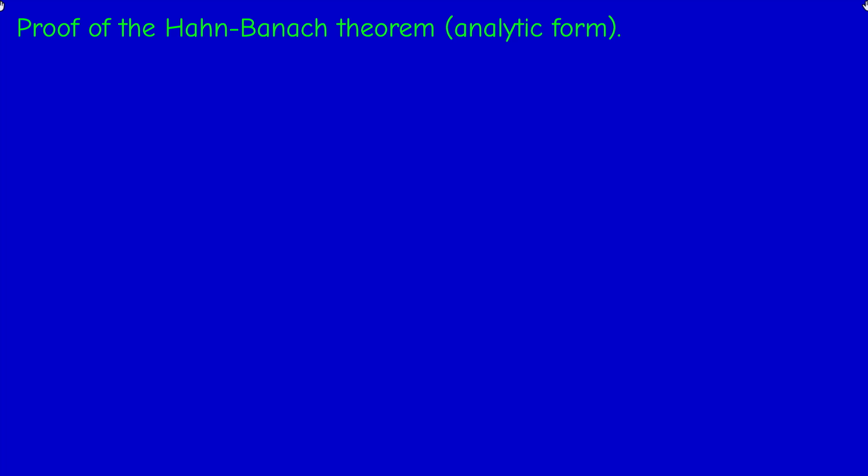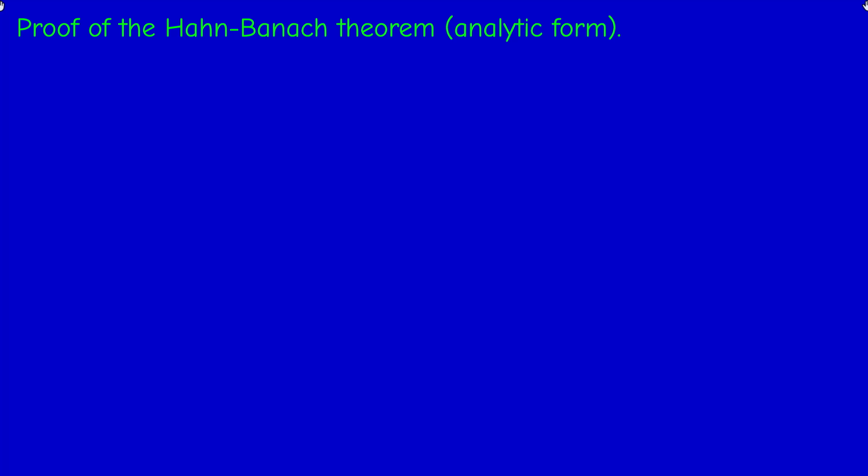Welcome back. This is the second part of section 2.1, in which we are going to prove the analytic form of the Hahn-Banach theorem. The proof uses Zorn's lemma from set theory, and this is why we started chapter 0 with a review of this important tool for proving existence results.